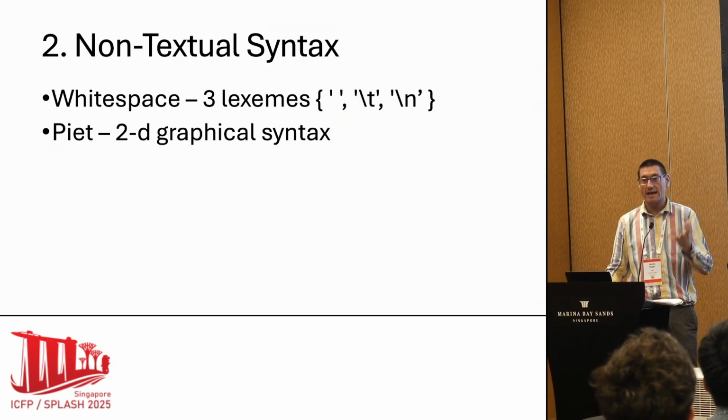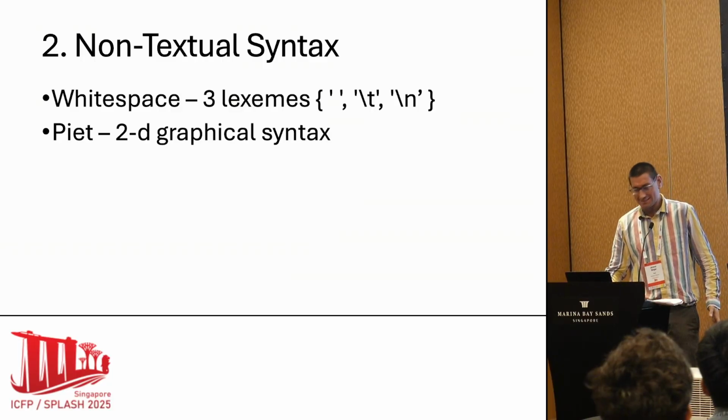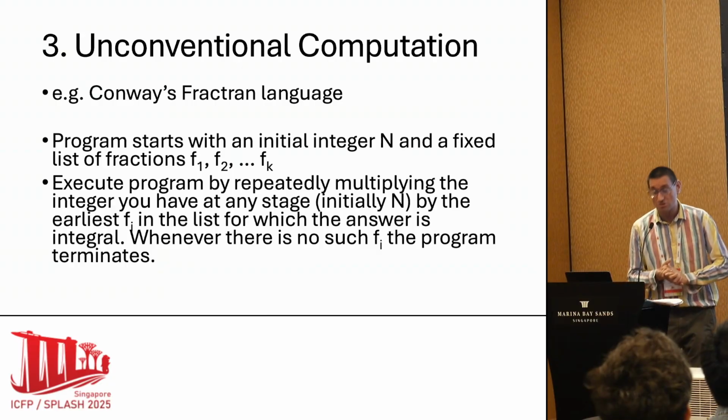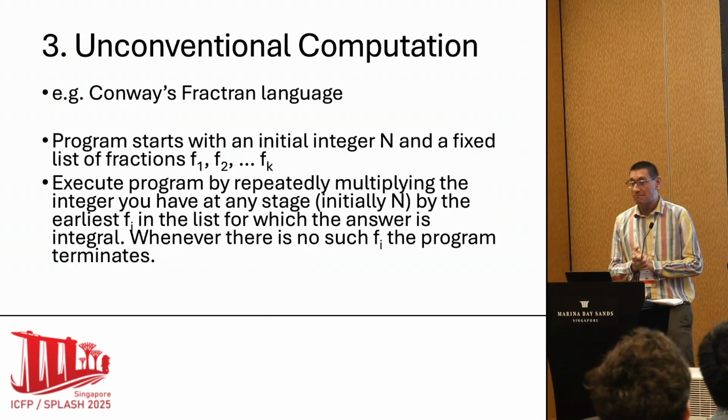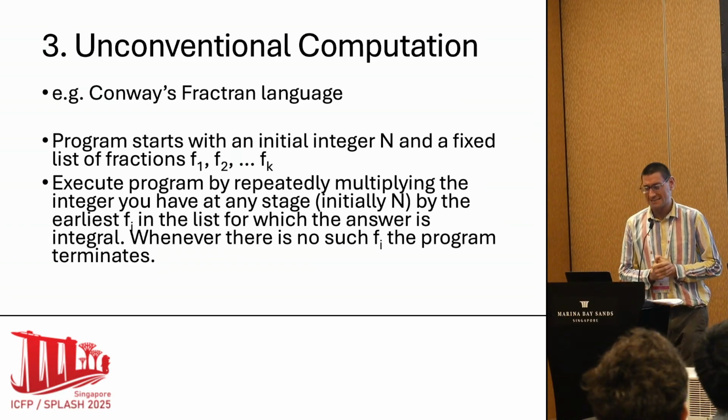So here the syntax is written in extraordinary ways, and somehow the artifacts are unusual and the things that you wouldn't expect to be programs. Unconventional computation, I think the canonical example here is John Conway's Fractran programming language. There was a typo in the camera-ready copy. I called it Fractan, sorry, it's Fractran, like Fortran.